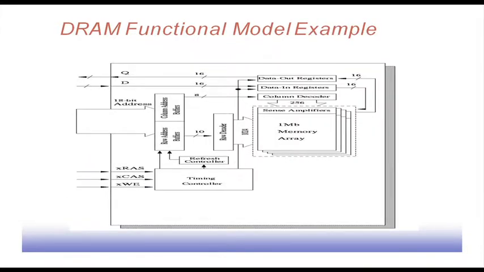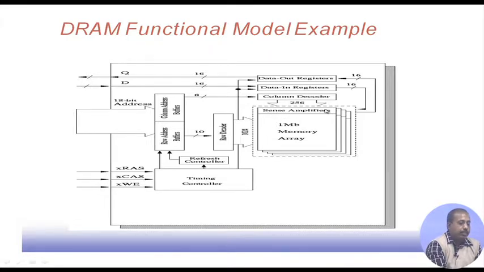So, this may be a typical example. We have a total 18-bit address. Out of that, the row address may be 10 bits and the column address 8 bits. They go to two different decoders. The memory array is a 1 megabit memory, arranged as 1024 by 256 bits. So, there are 1024 rows, and each of them has 256 bits.